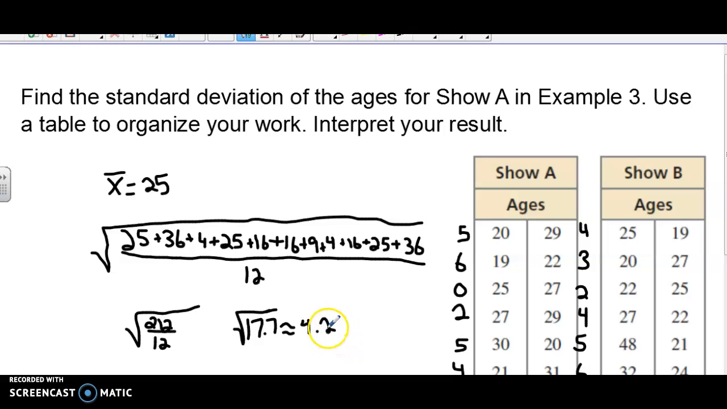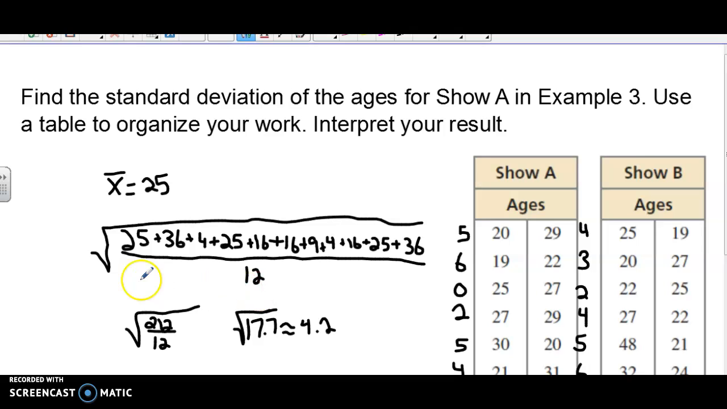So the standard deviation is about 4.2, which means that the average contestant in show A differs from the mean by an average of around 4.2 years. It's kind of just saying how much each one of these ages differs from the average, basically. So that's the measure of variation for this. As you can tell, it's a bit lengthy, so we're not going to do too many of these. I'll only give you one for homework.